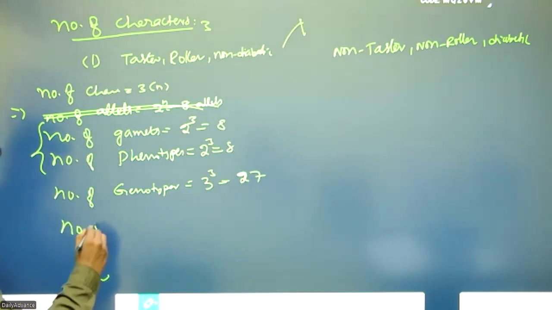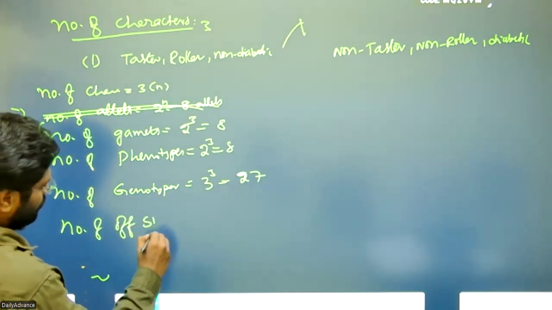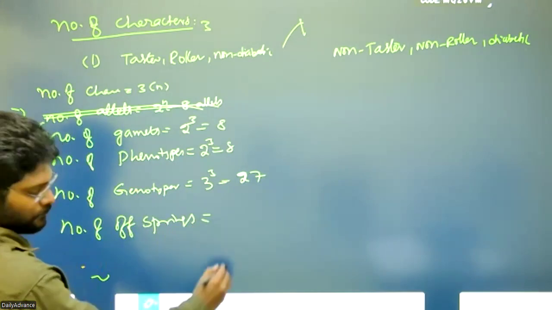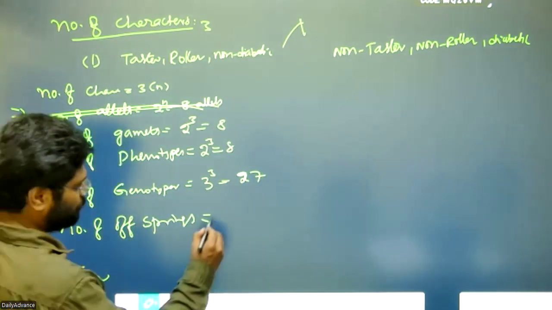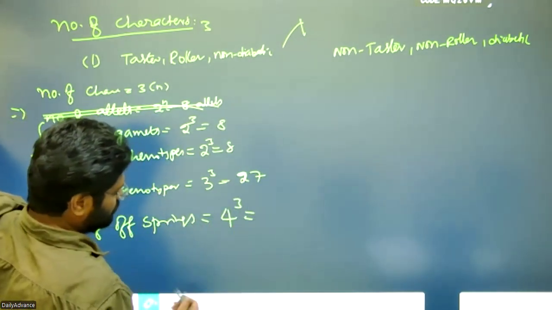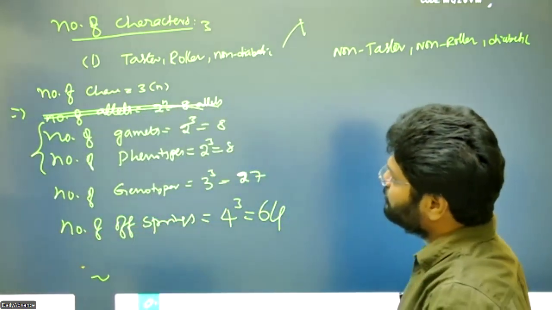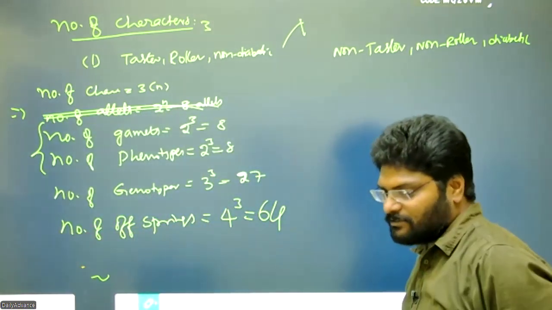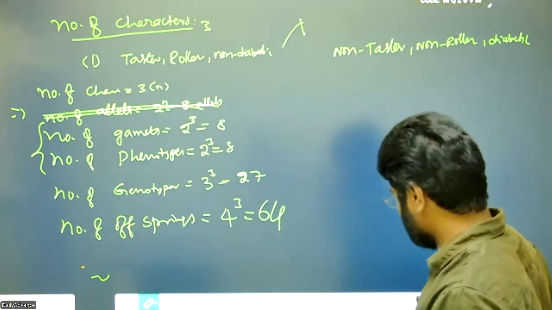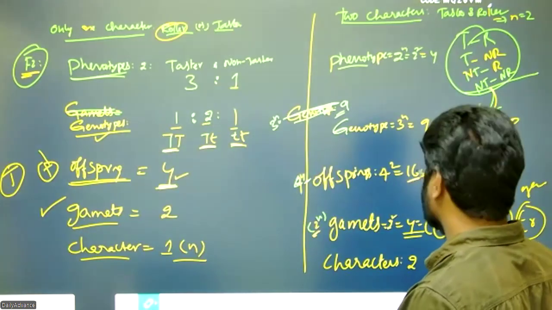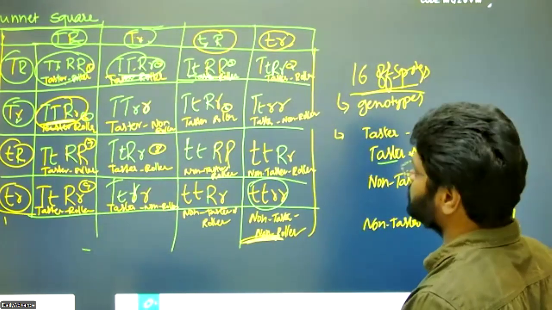Number of offsprings is 4 power n, 4 power 3, that is 16 into 4, 64 offsprings, if the number of total characters is 3. If it is 4, again these values change. So that's why the formula is there.